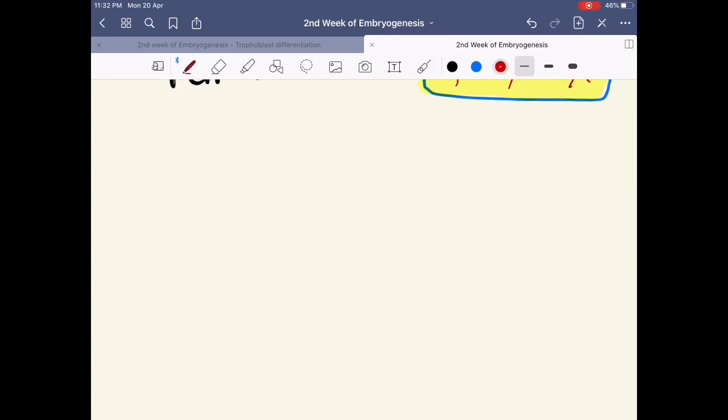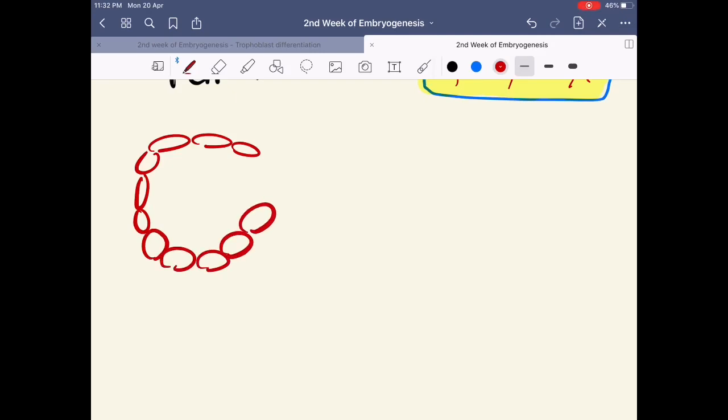Now, what happens when implantation takes place? You have these trophoblast cells forming the outer cell mass. In this video, we will not be discussing the changes occurring to the inner cell mass, as we have already seen that. So what I'm going to draw here is the outer cell mass. This red one represents the outer cell mass, and the inner cell mass I'm just going to shade in blue. I'm not going to draw them individually in this video.